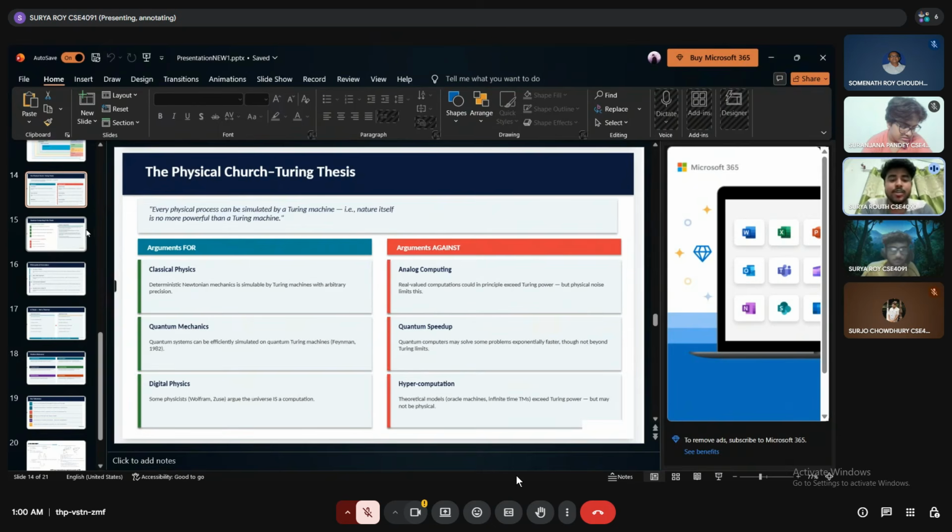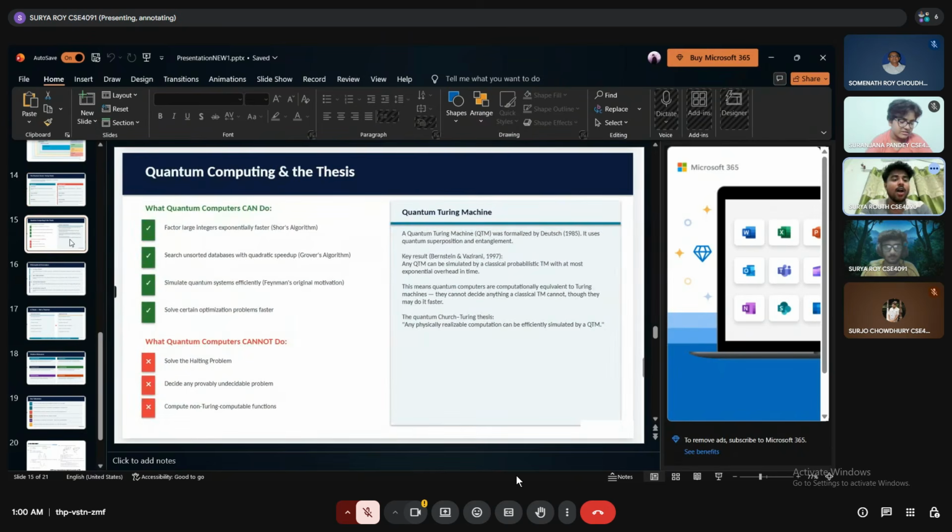There are arguments against. The first point is analog computing. Real-valued computation could in principle exceed Turing power, but physical noise limits this. Next point, quantum speedup. Quantum computers may solve problems exponentially faster, though not beyond Turing limits. And the last point, hypercomputation. Theoretical models, like oracle machines and infinite Turing machines, exceed Turing power but may not be physical. Moving on to the next slide.